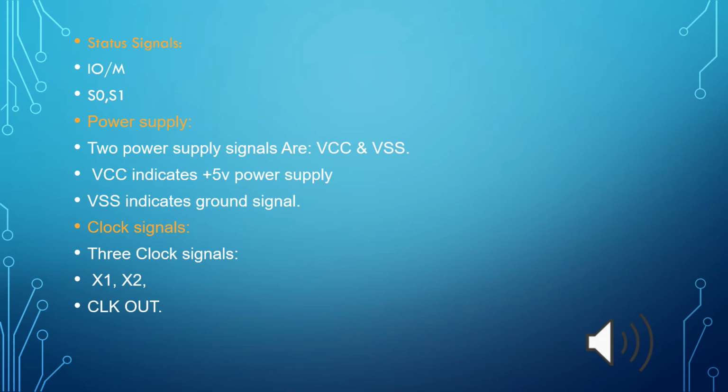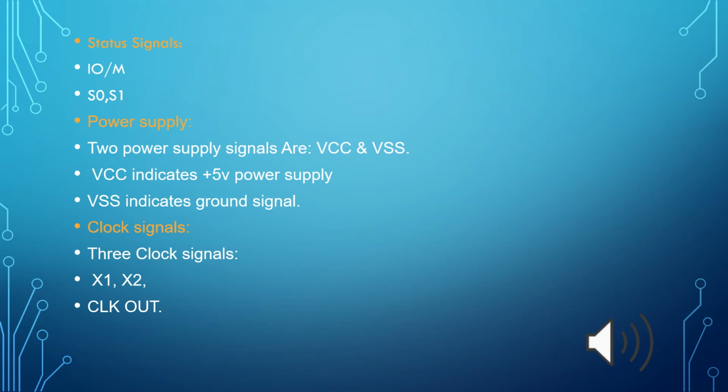IO/M. IO/M stands for input/output and memory. This signal is used to differentiate between IO and memory operation. That is, when it is high, it indicates IO operation, and when it is low, it indicates memory operation. S1 and S0. These signals are used to identify the type of current operation.